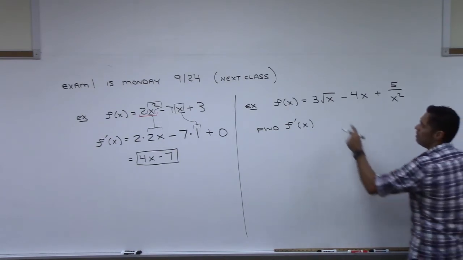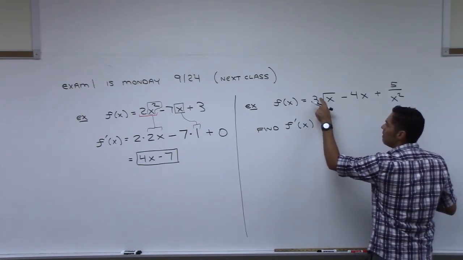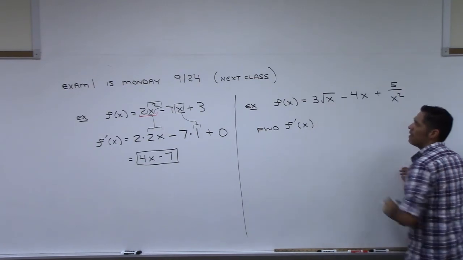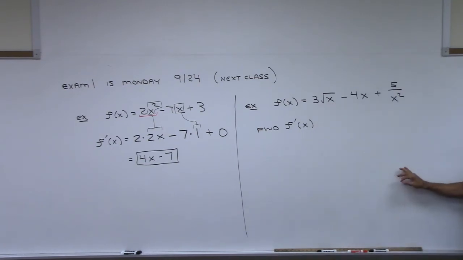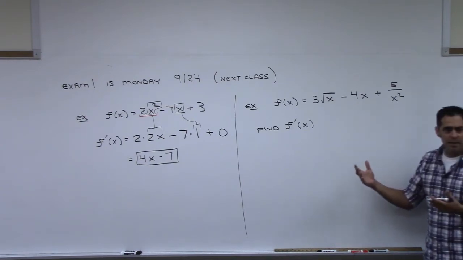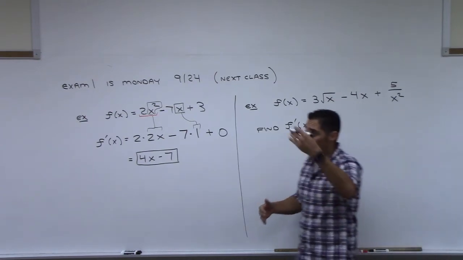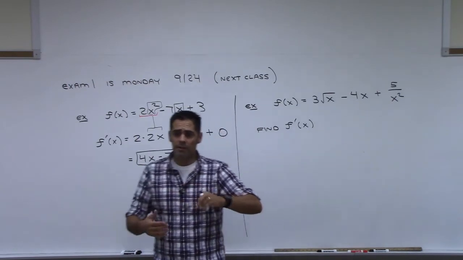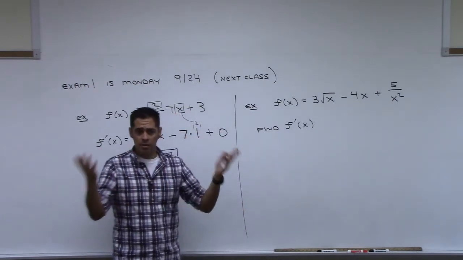This first one, 3 times the square root of x. Now, how in the world am I going to deal with trying to take the derivative of the square root of x? Like, I haven't shown you a rule for that, have I? The only thing I've shown you is the power rule, right? So if you could somehow have x to a power, you can do it.